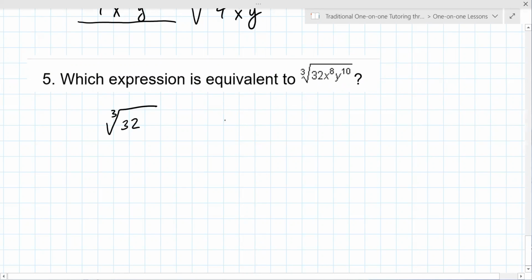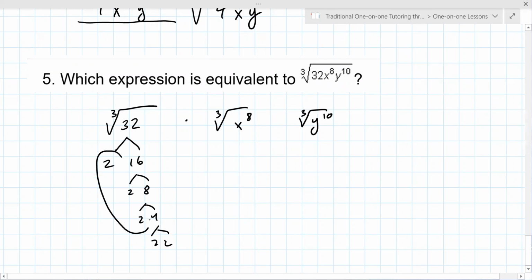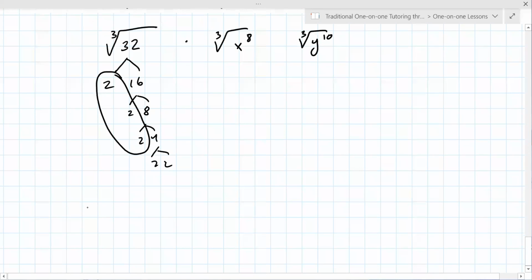So we got the cube root of 32, the cube root of x to the 8th, and the cube root of y to the 10th. So 32: 2 and 16, 2 and 8, 2 and 4, 2 and 2. For those, you're going to bring 1 out. So it's the 2 cube root of 4. That's pretty similar to the last problem. Now the second one: 8 divided by 3 is 2 with a remainder of 2, so it becomes x squared cube root x squared.